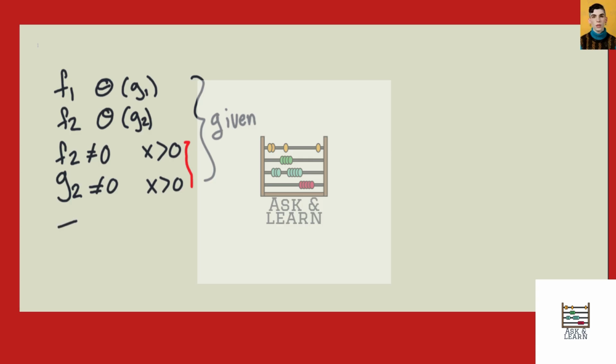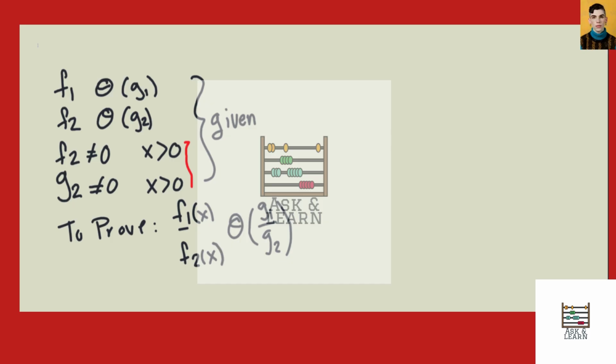Okay, and so then what we are asked to prove is that f1 over f2 is big theta of g1 over g2. And I have dropped the function notation, right? Just bear in mind that this would be f1 of x, f2 of x. These are functions.